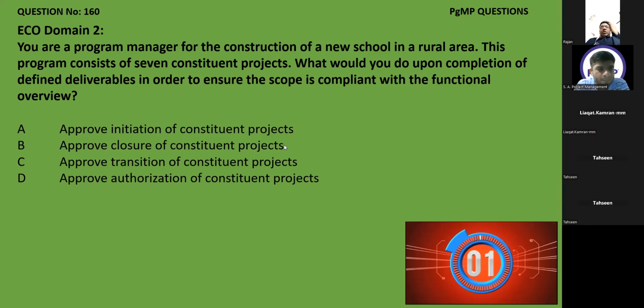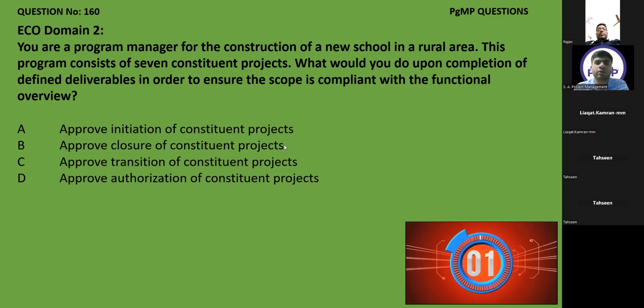Will transition not come inside closure? Here it says approve closure of constituent project. That is, it is a period, right? There, I am not going to do anything else other than just closure. Yes. So transition is something that I will do first, and then this is the last step. I thought transition will come within this thing. Yes, you are right. Transition is first, then is the closure.